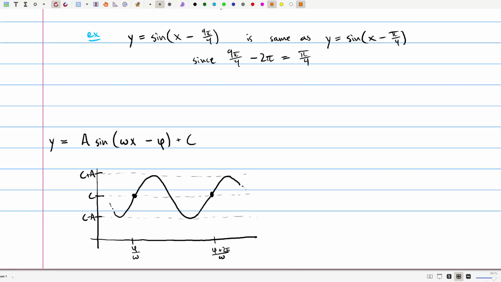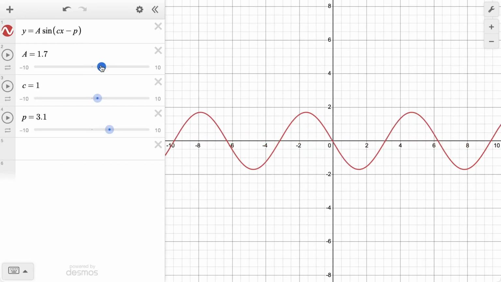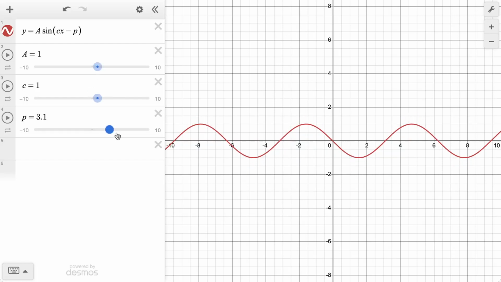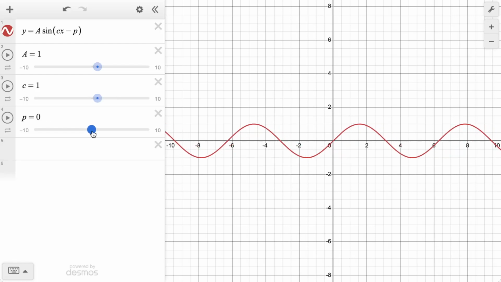Okay, so now what we're going to do is switch over to the graphing calculator and control some parameters. In this case, rather than using omega, I am using little c, and rather than using phi, I'm using p. So give me a moment to reset these values. I'm setting the phase to 0.